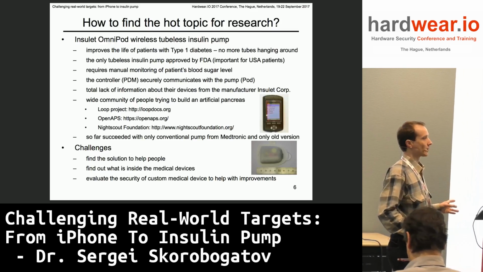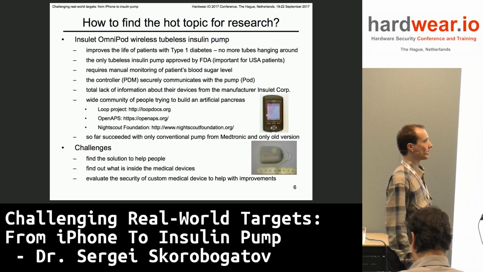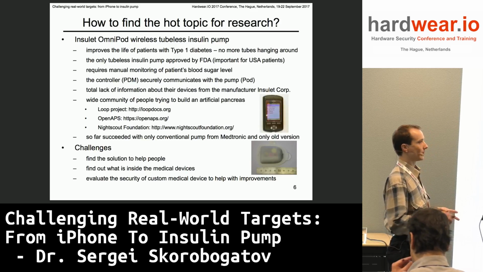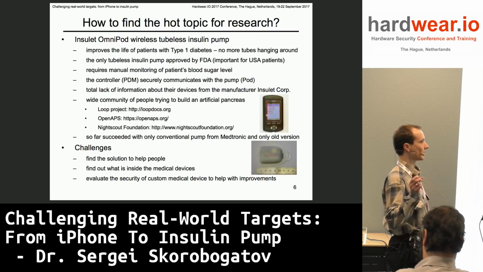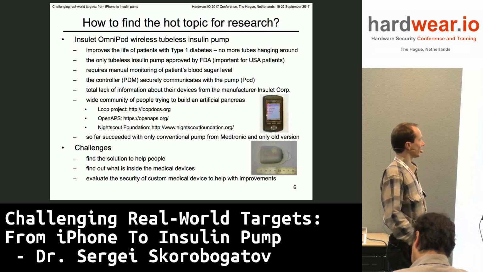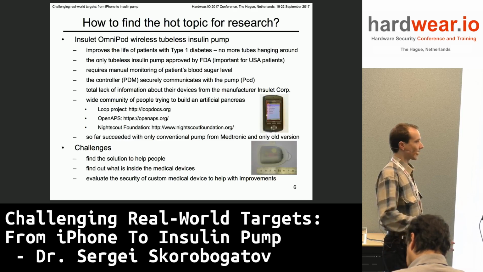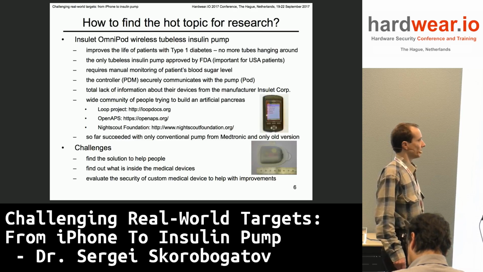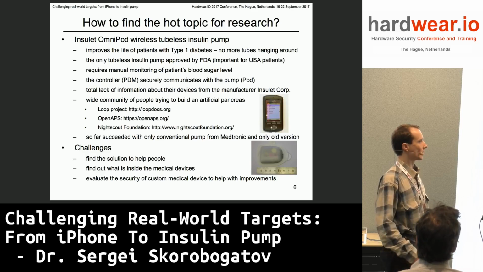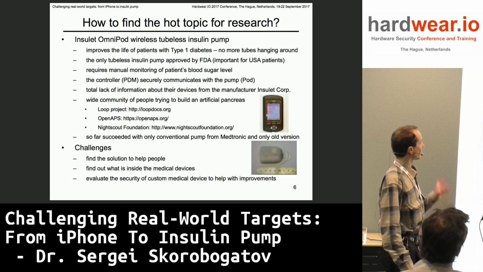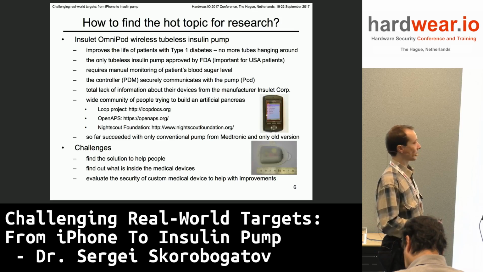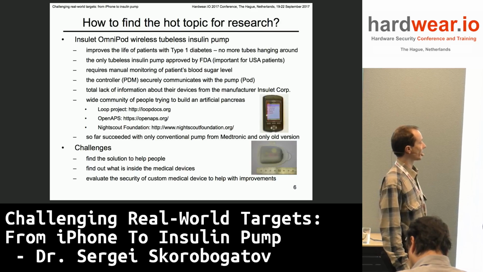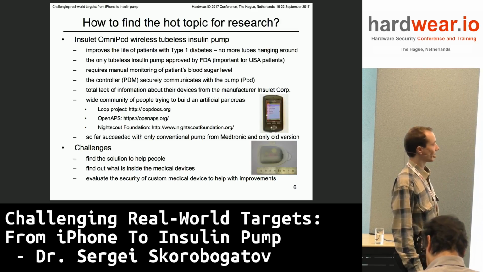So they already had a solution for the old tubed pump, but the insulin pumps' tubes are not that user-friendly, because you have tubes hanging around, and they can be tripped by furniture or clothes. So they wanted to use for their project a wireless tubeless pump, and the only wireless tubeless pump which is approved by FDA, because most of those people are in the United States, is the Insulet OmniPod.